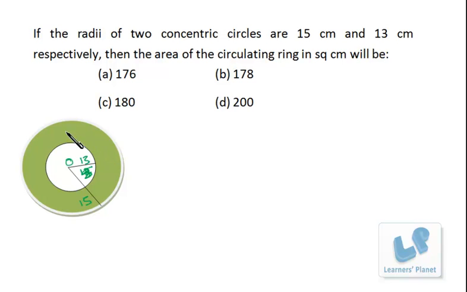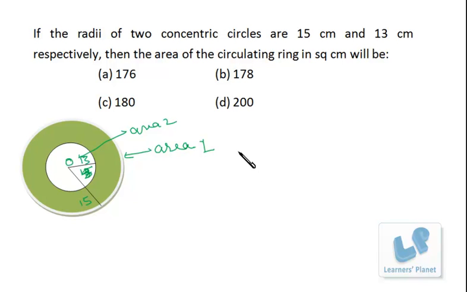We have to find out the area of this green ring. That means we have to find out the area of this outer circle, then the area of this inner circle, and if we find the difference between them, we'll get the area of this ring. This is area 1, and this is area 2. The difference between outer area minus inner area will give us the area of this ring.